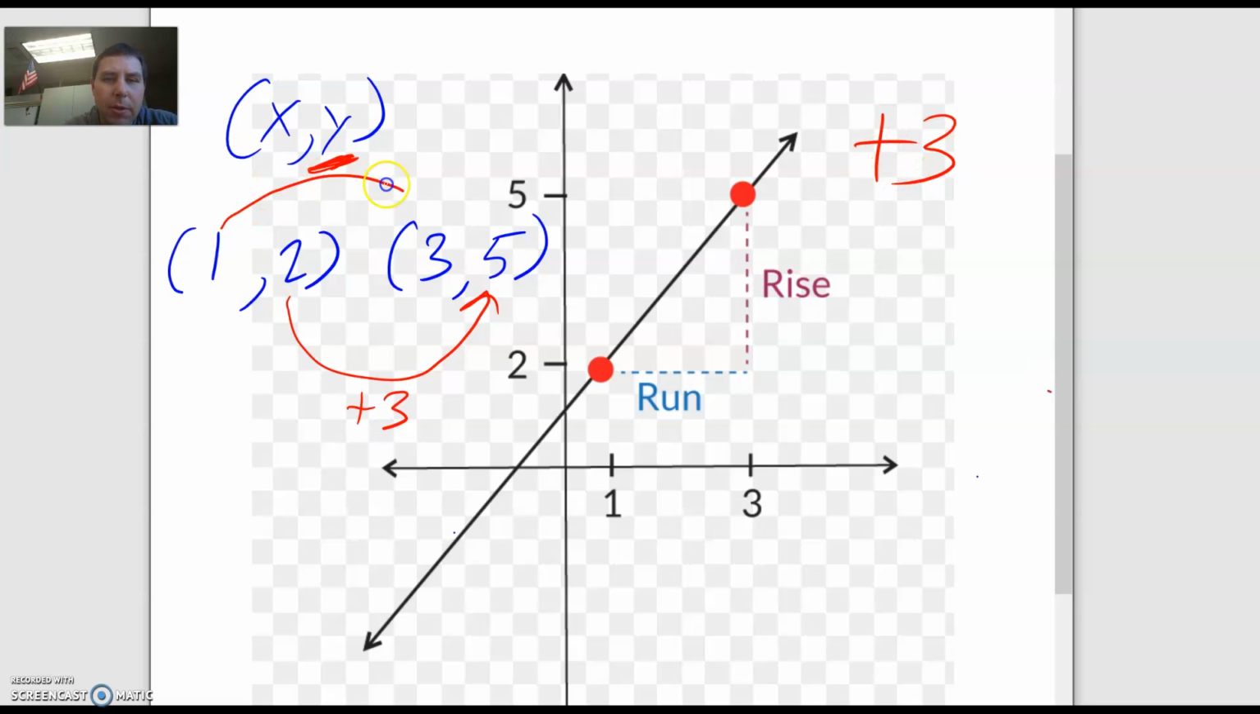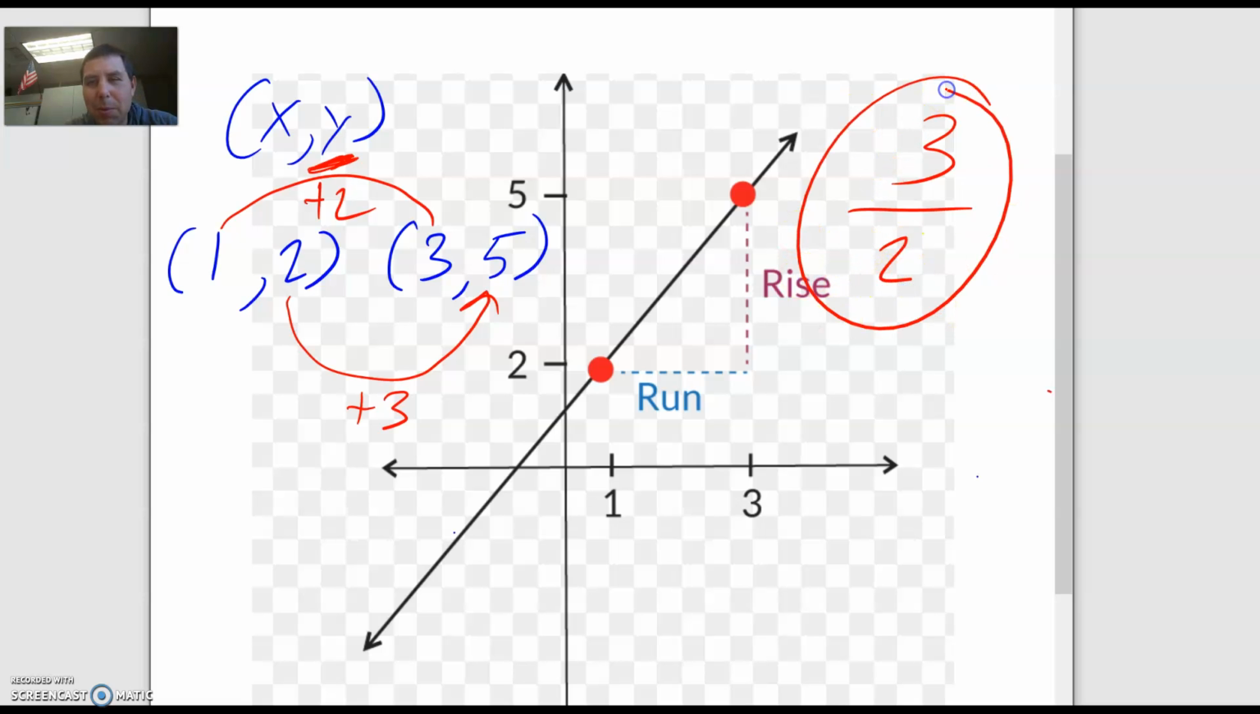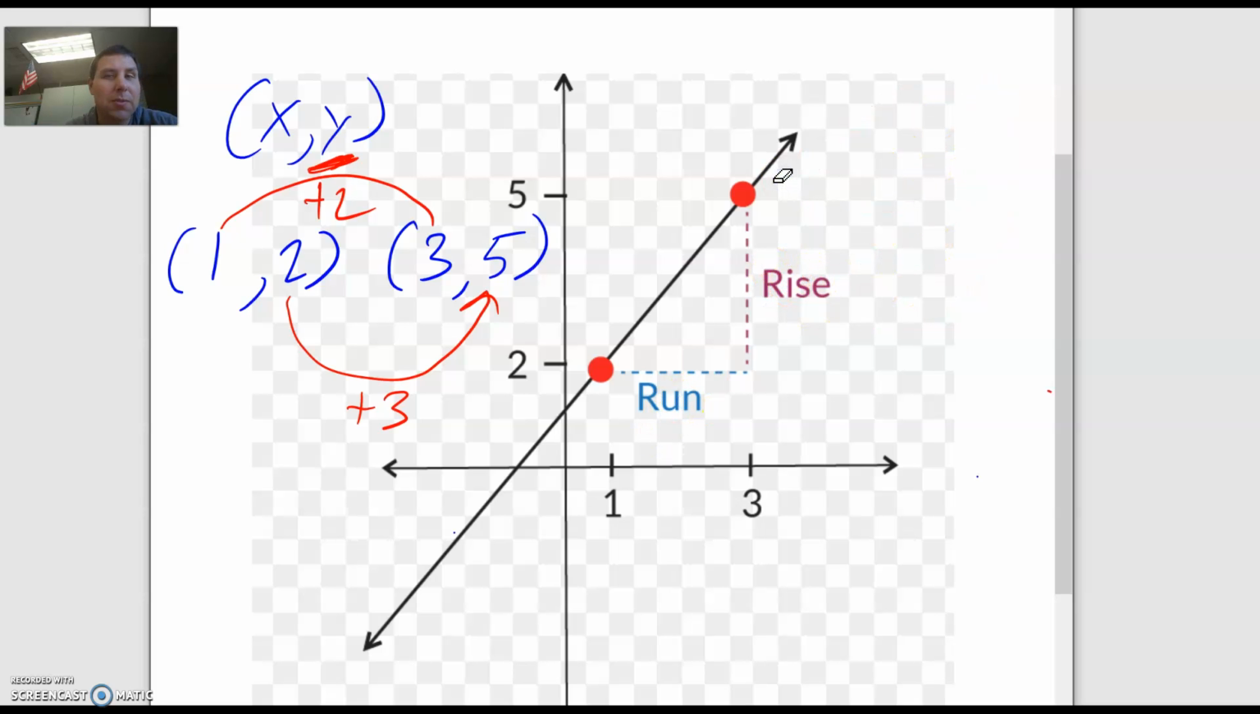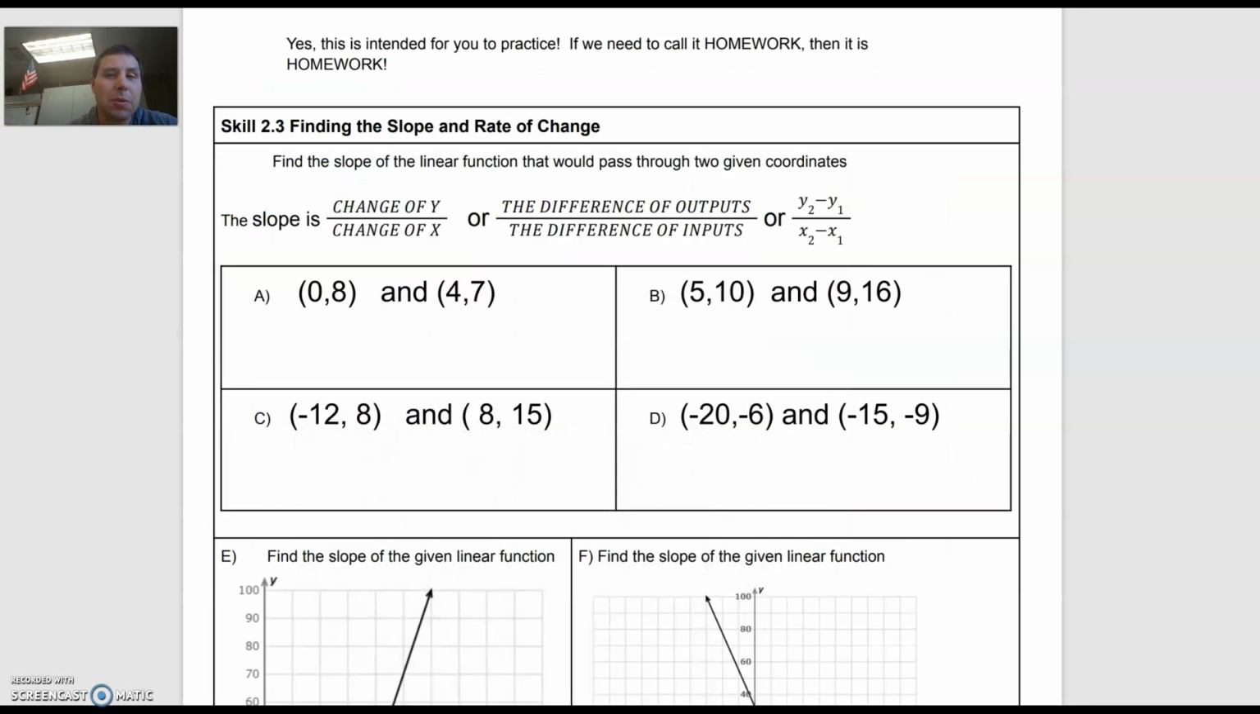For the x values, to go from 1 to 3, how much did it change? Well, it went from 1 to 3, I have to add 2. So it went right 2. Or in other words, that's the same thing as what we saw here. It went right 2 and up 3. And I'm done. And the cool part is this works for any 2 coordinates if you want to find the slope between those 2 coordinates. So let's do a few.